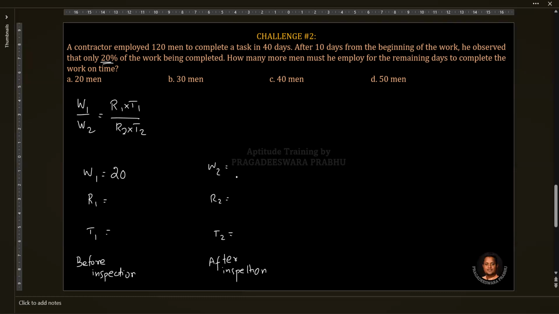In second scenario, that is after inspection, 80% of the work is remaining. Right? Out of 100%, 20% is completed. Remaining work is 80%. And in the first scenario, that is before inspection, 120 men were working. After inspection, we have to increase the number of employees, right? So that means along with this 120 men, we are adding X number of men. We need to find out, according to the question, how many more men are required. So we need to find out this extra number of men.